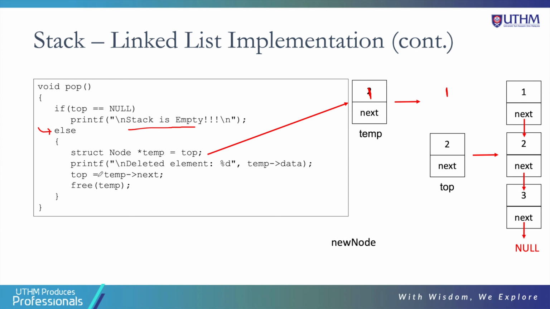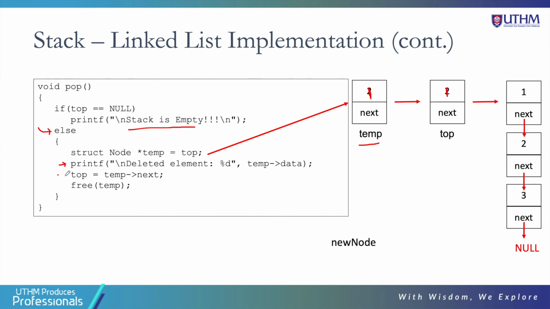What happens after that? Top equal to temp next. Before that, we have top here pointing to next. Then we create a temp node which is also equal to top. So these three nodes are sharing the same address. And then execute this one: top equal to top next, top equal to temp next.